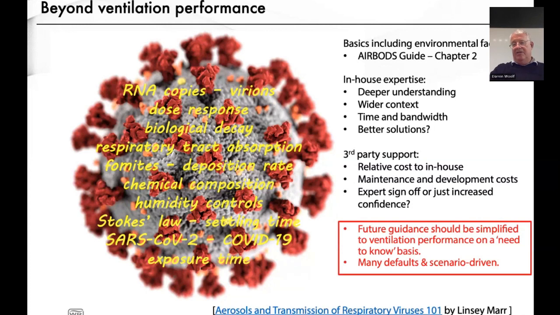So future guidance, I'm suggesting it should be simplified to ventilation performance on a need-to-know basis, and there'll be many defaults and scenario driven. If we're expecting people to go into this world, then it may just be a very limited number of people that actually bring airborne infection reduction into buildings. So I think we need to go down a different route and make sure that the experts translate that and communicate it well to the wider audience.